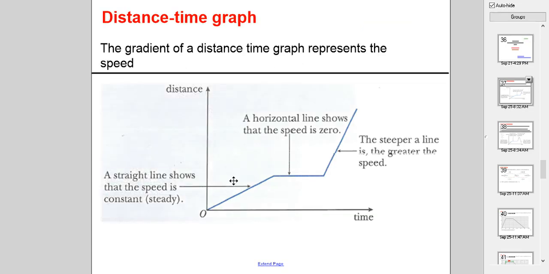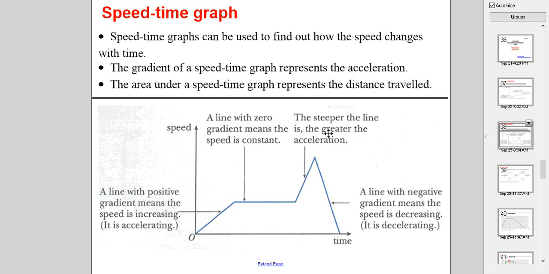But before we start the question, you need to recall a few concepts. One is the distance-time graph or displacement-time graph. This straight line, which has this direction, shows that the speed is constant and steady. A straight horizontal line shows the speed is 0. And if you compare this line and this line, this is steeper, it means the speed is greater here, right?